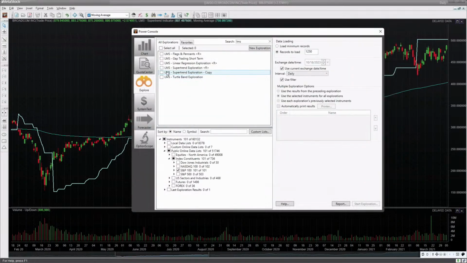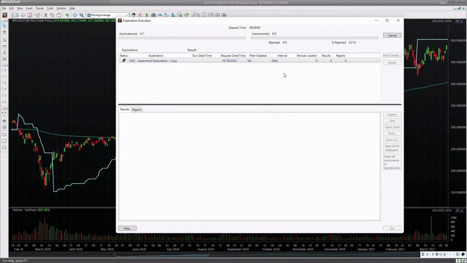And then of course, to run it, we'll go ahead and just make sure we select the copied version. I'll run it on the S&P 100 securities down here at the bottom. Over here on the right-hand side, I'll tell it to go back over the last 5 years using daily data and click on our start exploration. Again, this will begin the process. So now what this is going to do is go out and look for any securities where the closing price right now is either crossing above that Supertrend indicator or crossing down below it.